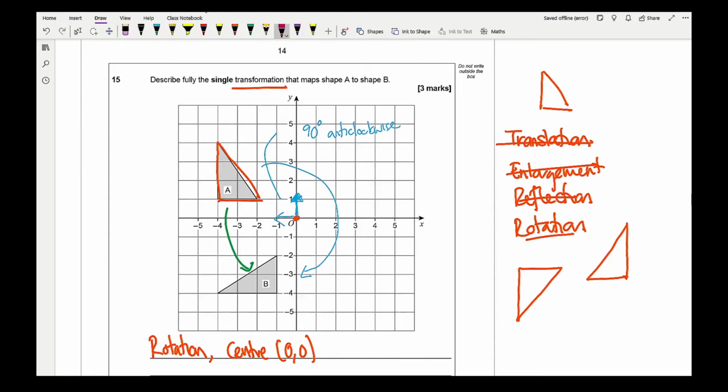Or I could say it's going to be a 270-degree clockwise. And so either of those two added on to the center being the origin and rotation will be good enough to get you the 3 marks.